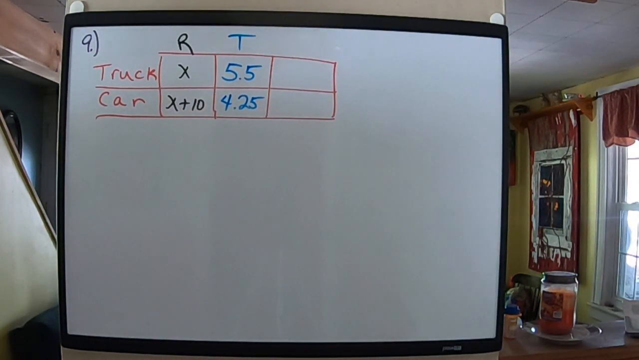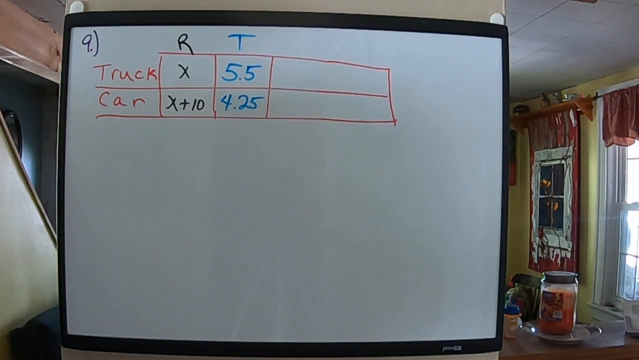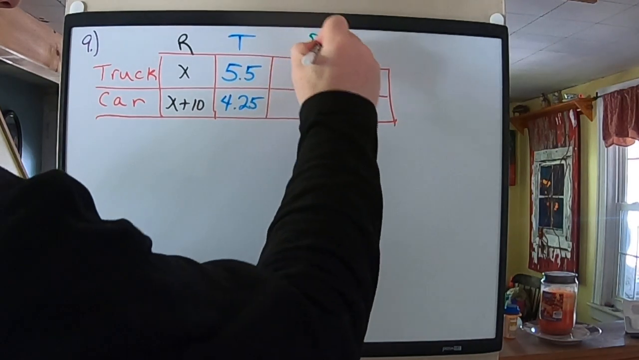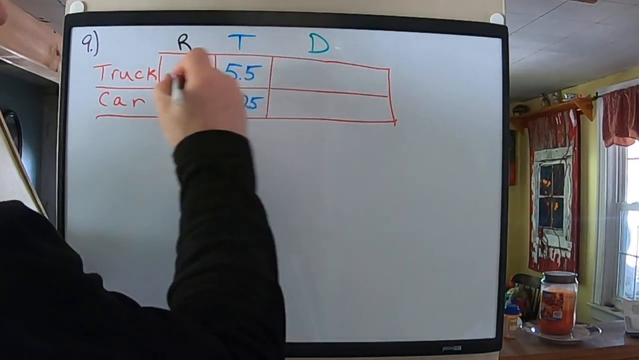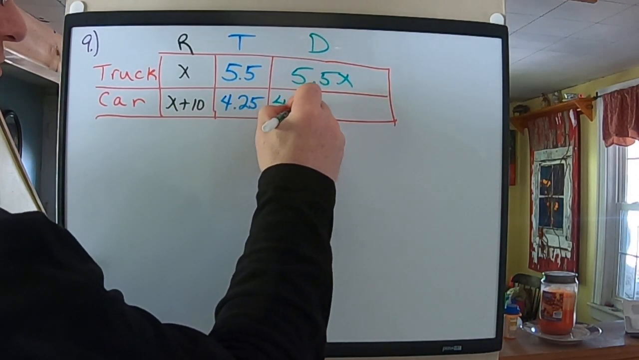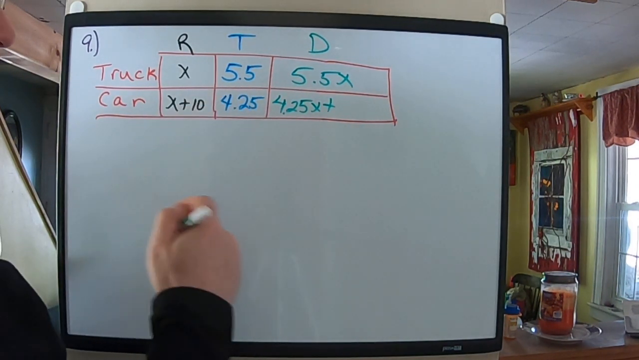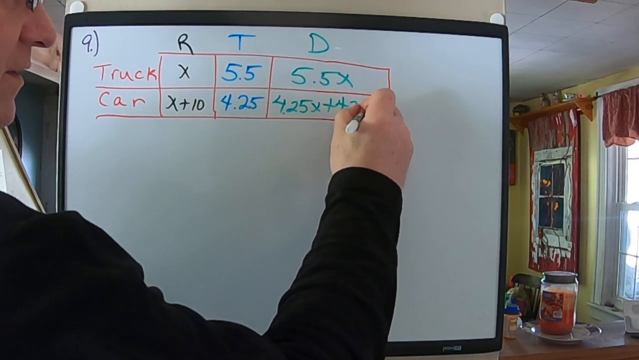Now, I may run out of room in my box here for the last part. I may have to extend that a little bit. In fact, I think I'll extend it now before I even finish writing, because it'll just make this work a little bit easier if we have extended that first. Distance. In this case, when I multiply 5.5x, and when I multiply here, I get 4.25x plus multiplying times 10, 42.5.